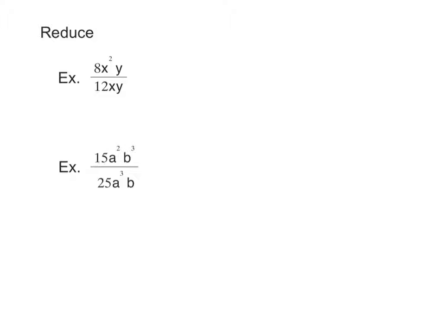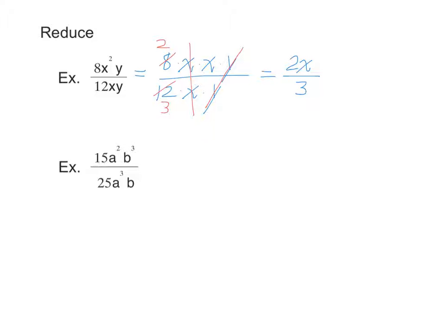The next thing we're going to do is use exponents to reduce fractions. To do this, we're going to write it out. There are 2 x's in the numerator and 1 y. In the denominator, 1 x and 1 y. I'll reduce the numbers first. Since 4 goes into both 8 and 12, I'll do that first. This x will reduce, this y will reduce. And the only thing left over in the numerator is a 2x, and then in the denominator a 3.